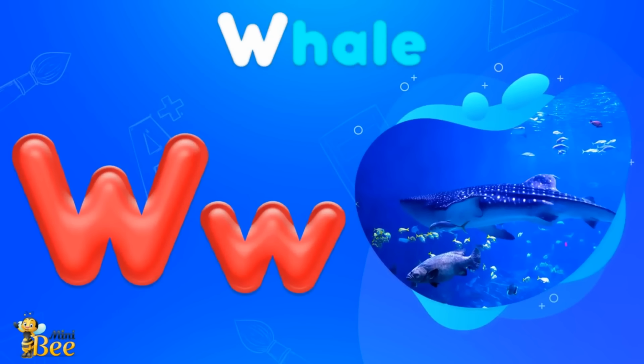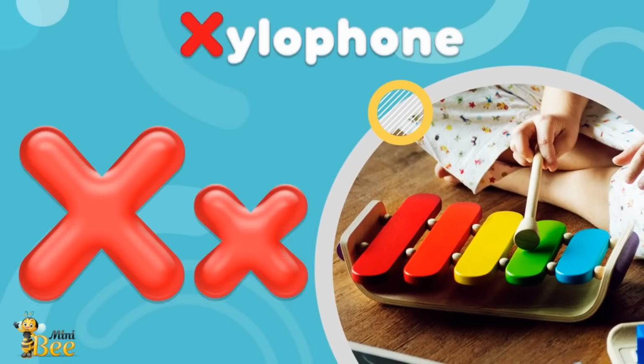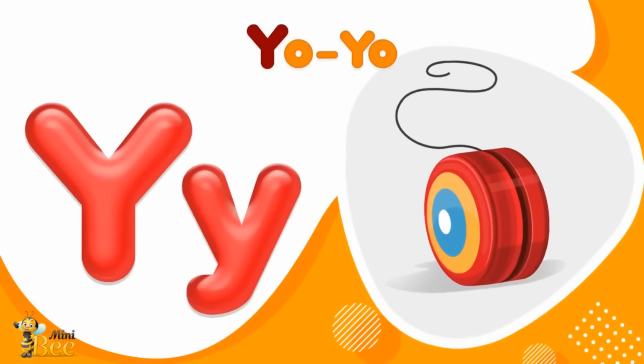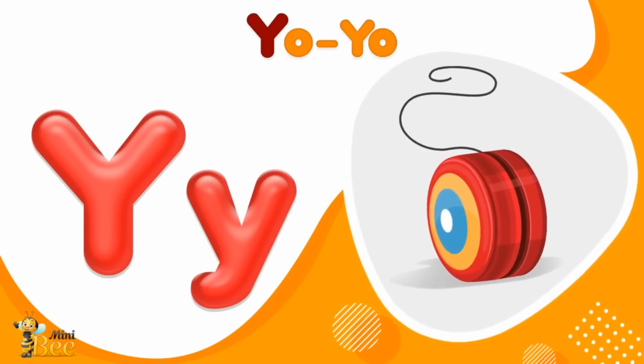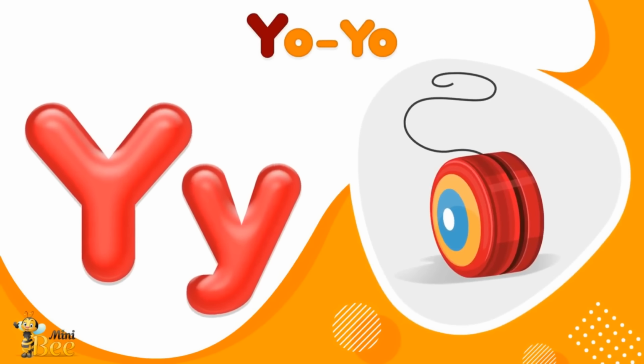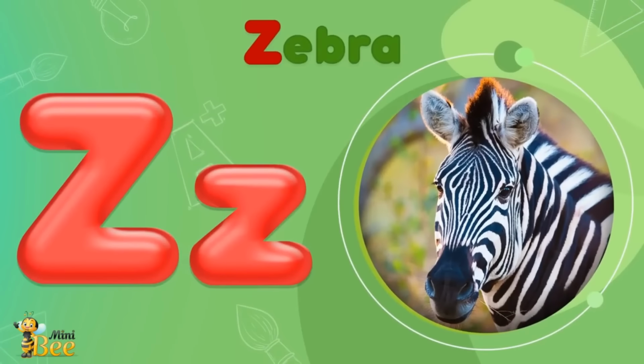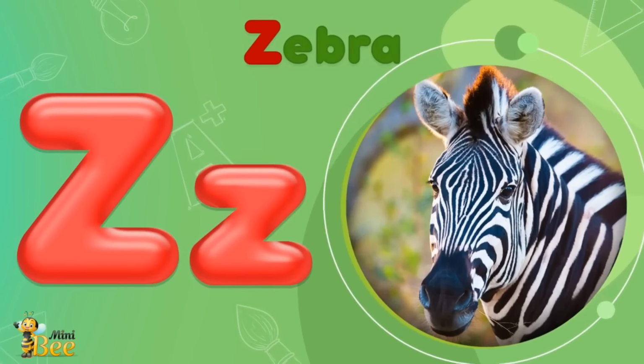W is for whale, whale. X is for xylophone, xylophone. Y is for yo-yo, yo-yo. Z is for zebra, zebra.